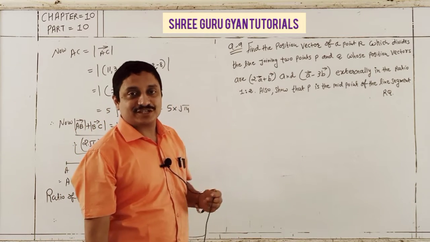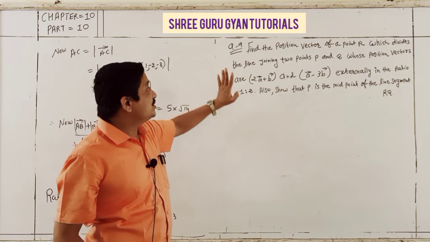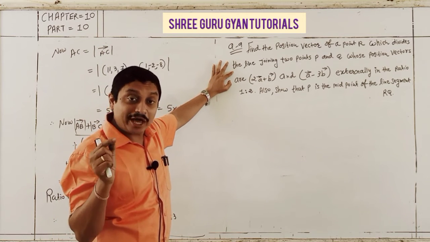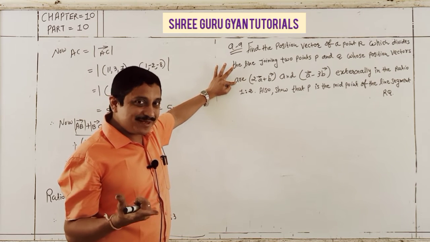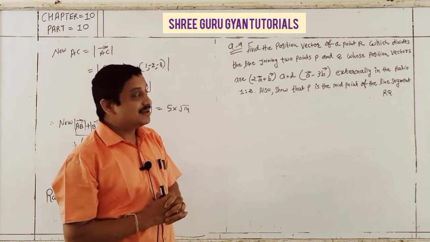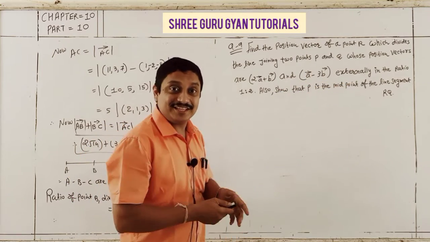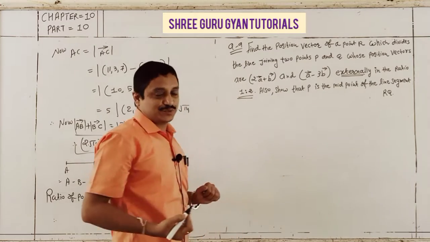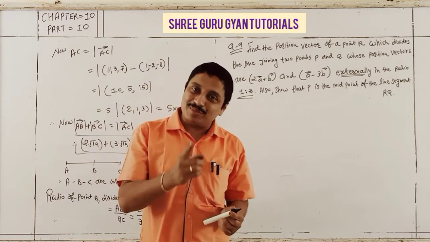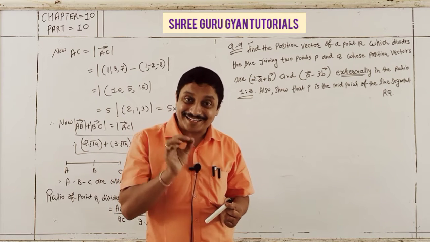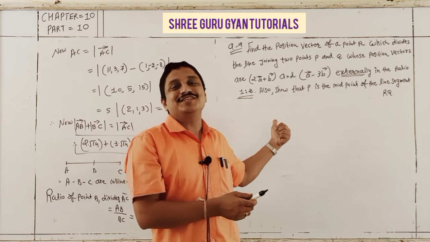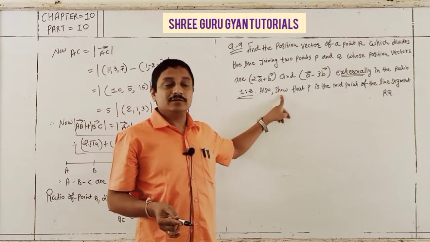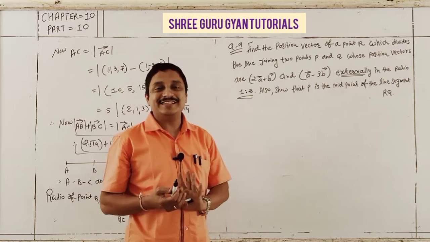Find the position vector of R which divides the line segment joining the points P and Q, where vector P is given as 2a plus b and vector Q is given as a minus 3b, externally. Yes, these are the main points. Underline that first: externally in the ratio 1:2. Students, generally for internal division the ratio is positive and for external division the ratio is negative, so I will use -1:2 here. Then afterwards, show that P is the midpoint of line segment RQ.